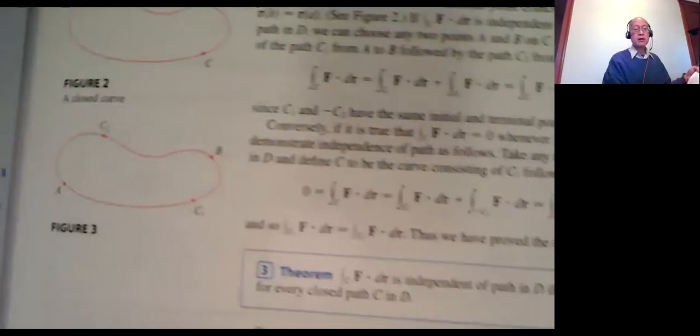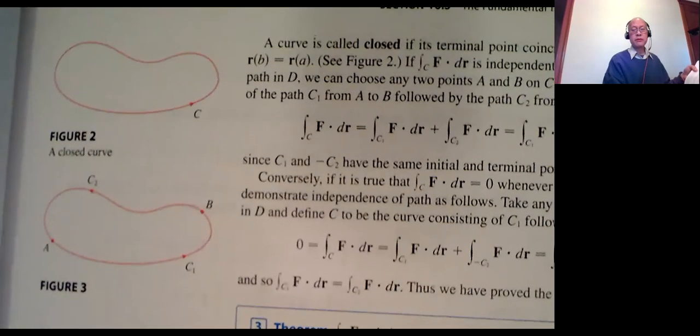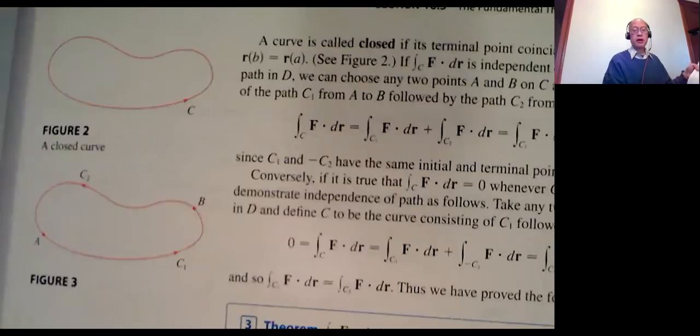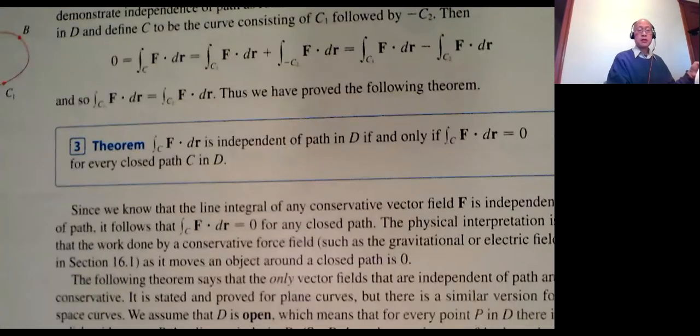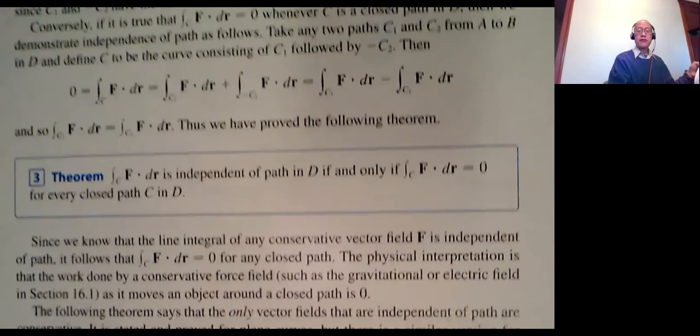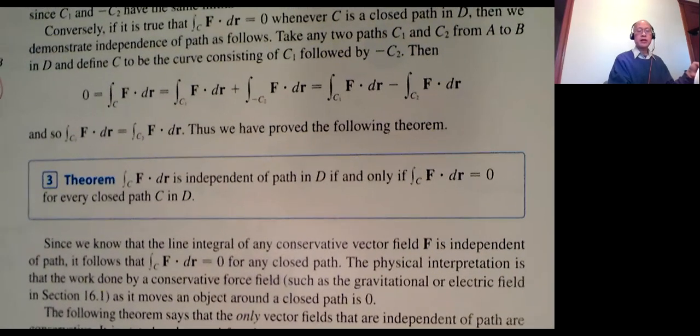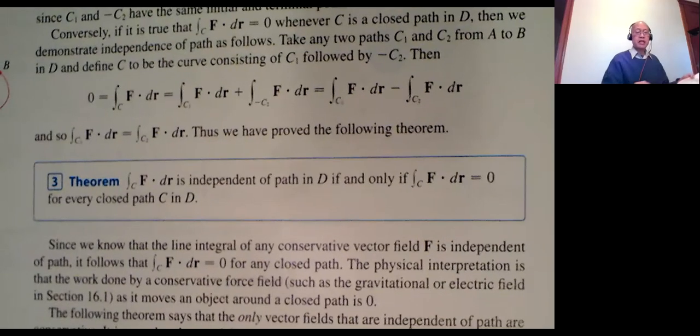And that leads also to this: if you go along a closed curve, starting at any point, the result is the same. So the integral of F dot dr is independent of path if and only if the integral of F dot dr is 0 for every closed path C in D. And that makes sense too.